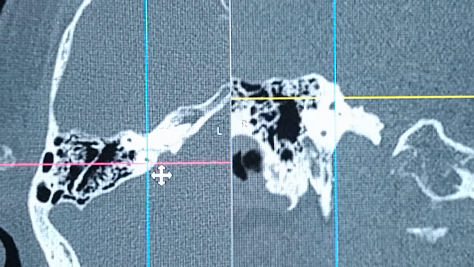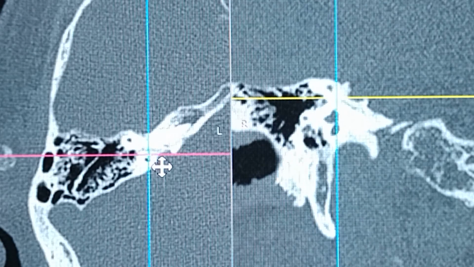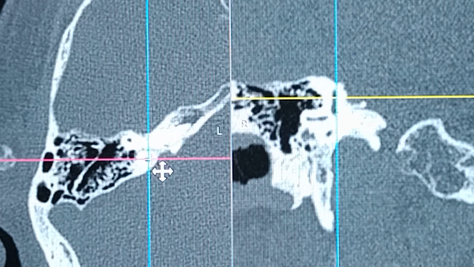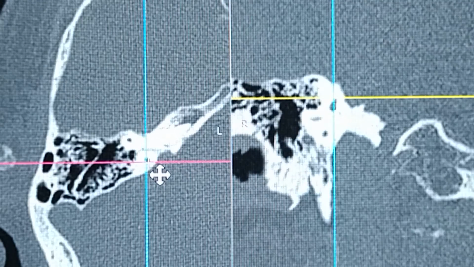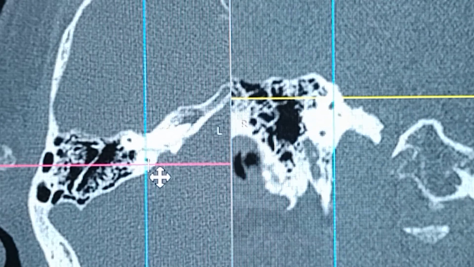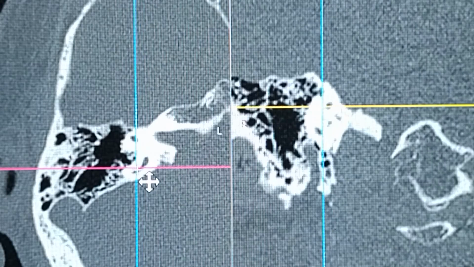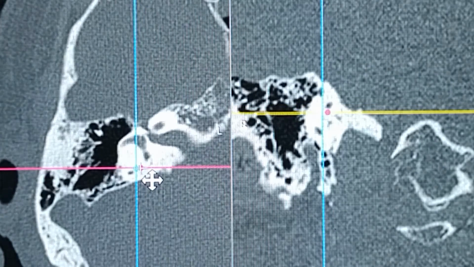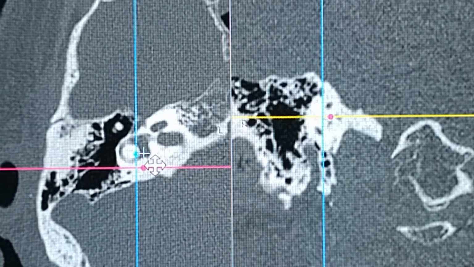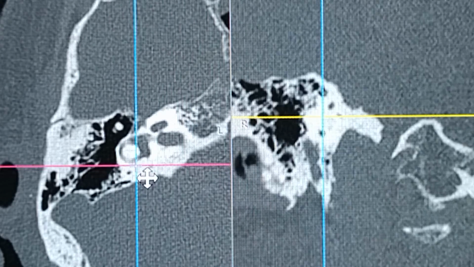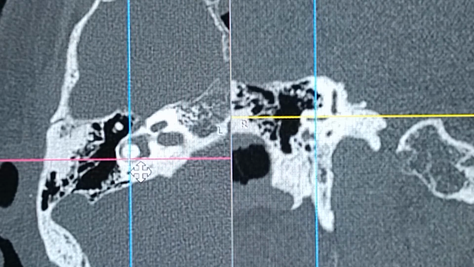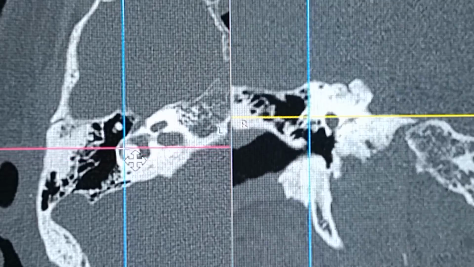you can see on the coronal scan the superior and the posterior coming in contact and forming the crus communes right there. That's the crus communes right there. And then as we keep on going below, now you can see the lateral semicircular canal coming into the picture right now, and this is the lateral.